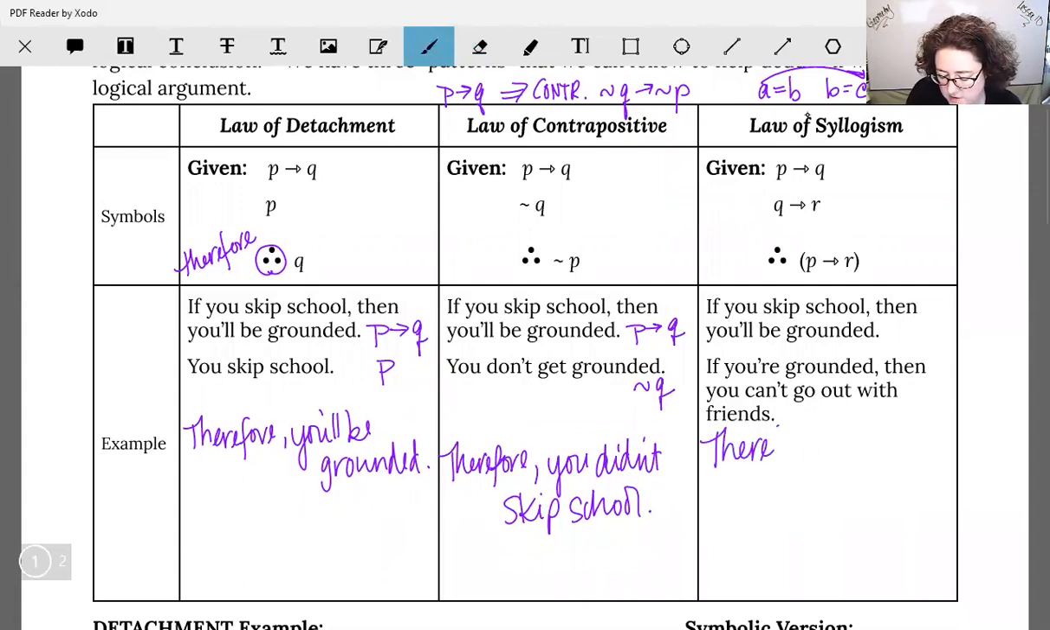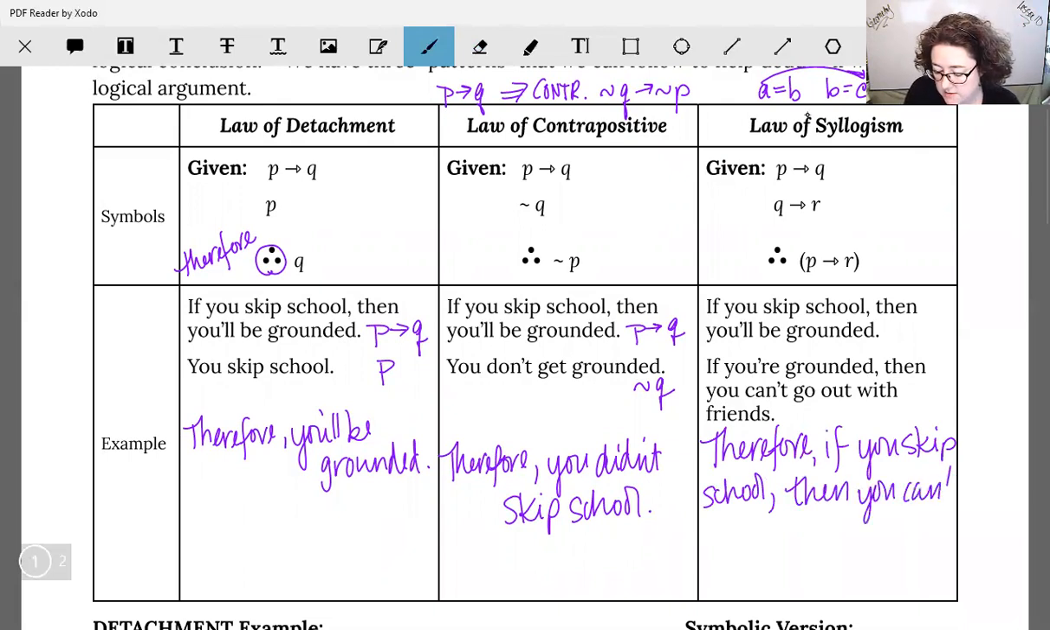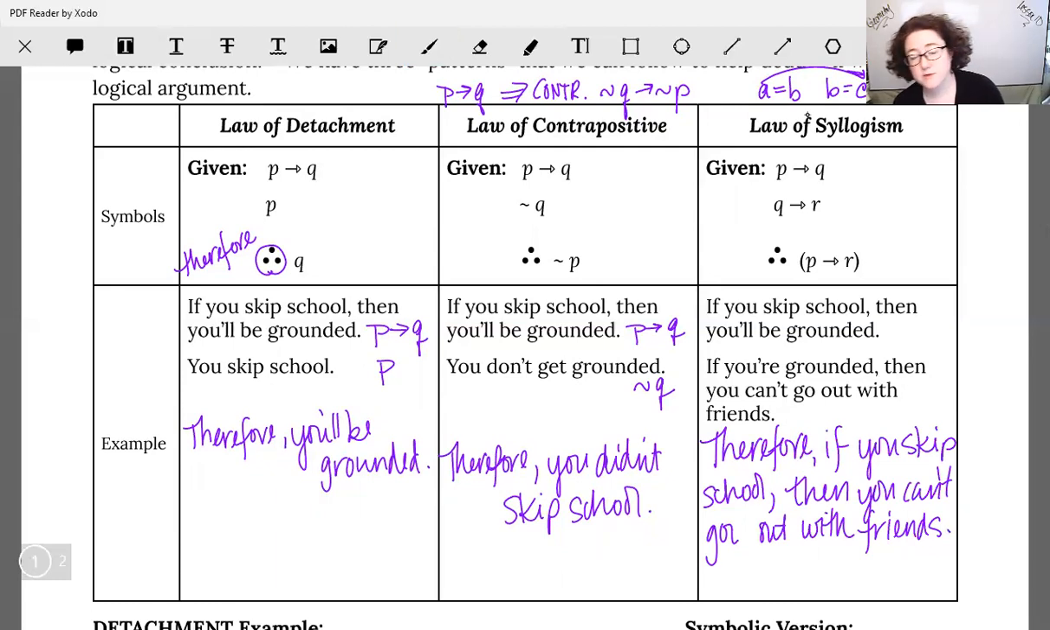So therefore, if you skip school, then very last idea, you can't go out with friends. So if you skip school, you'll be grounded. If you're grounded, you can't go out with friends. We have that overlap sitting in the middle.